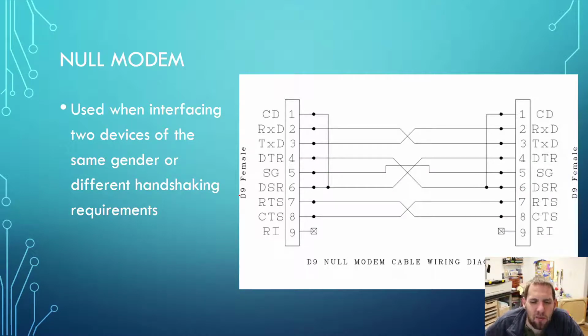And this is used when we're interfacing two devices of the same gender, so DCE to DCE or DTE to DTE, or if we're using different manufacturers, say Siemens and Allen Bradley, but you need their two devices to talk, and they have different hardware handshaking requirements. That would be another time we'd want to use a null modem. So this would be a little block that has two connectors on it. So you plug your one device in here, your other device in there. And that hopefully should allow them to talk.